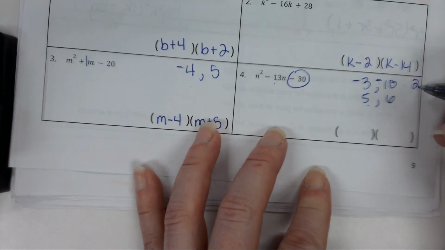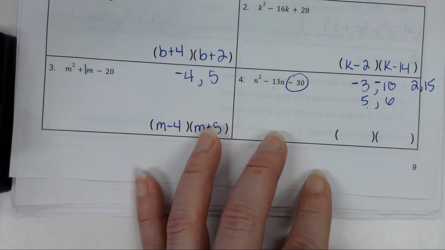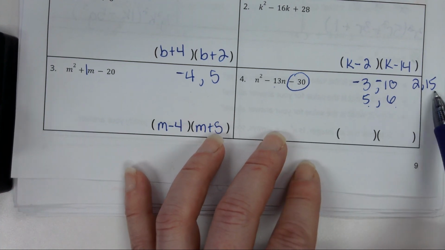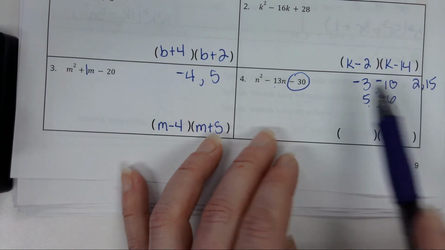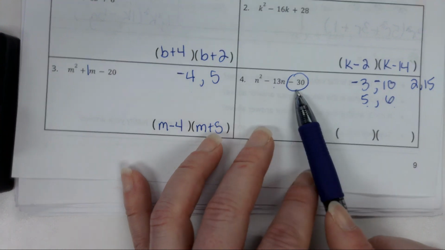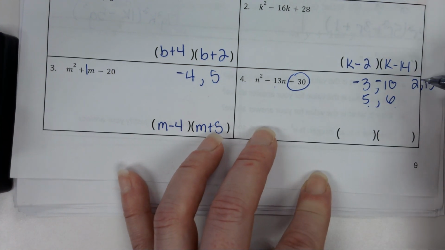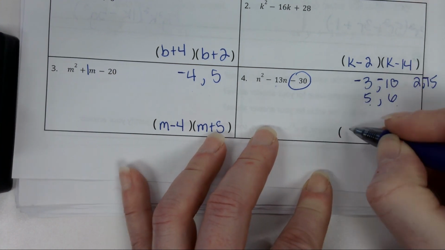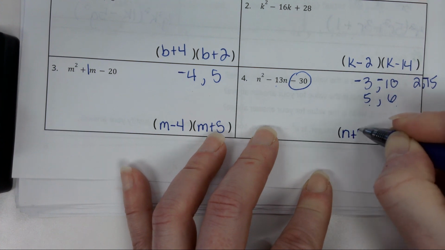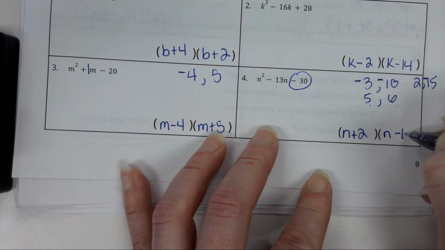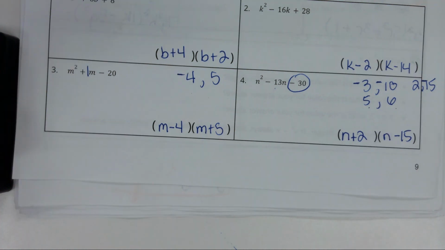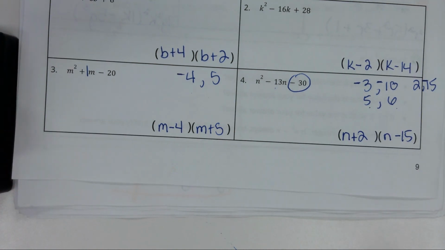How about 2 and 15? Okay, well, at first you might not think that because 2 plus 15 is 17, but one has to be positive and one has to be negative, so 2 and negative 15. It's so confusing.